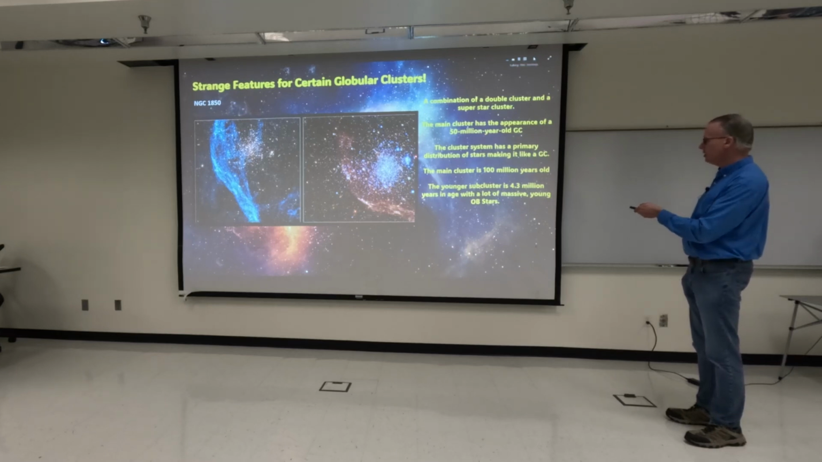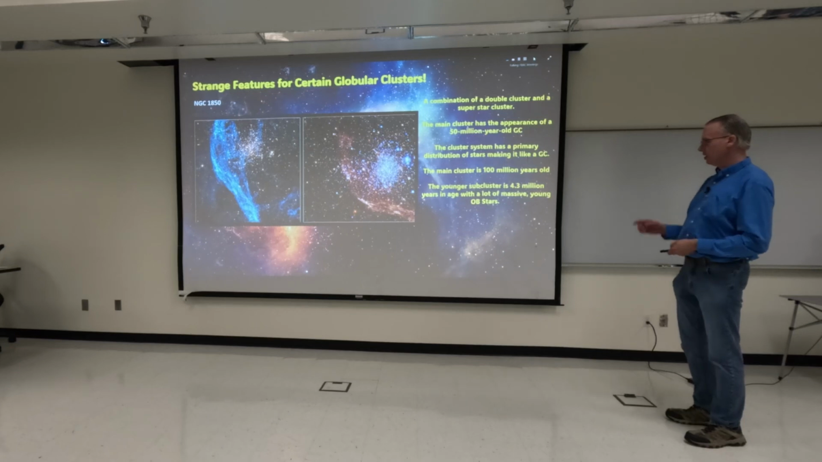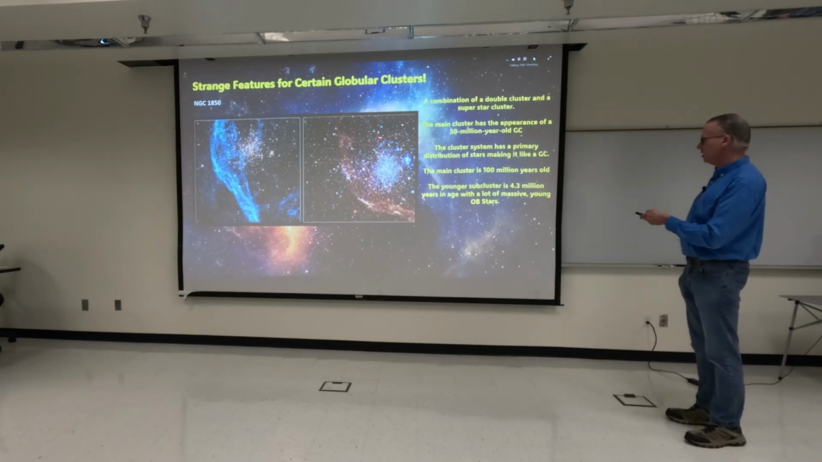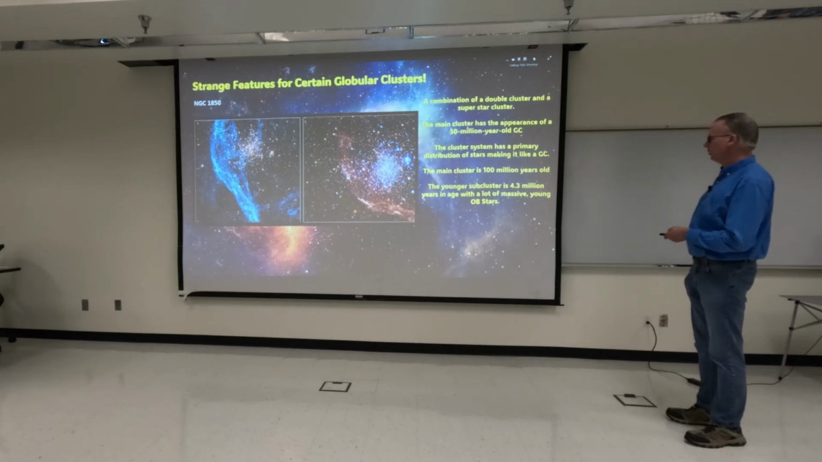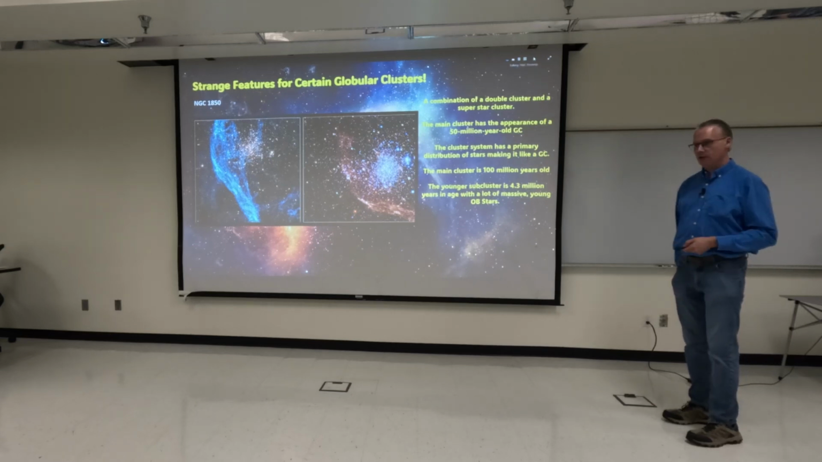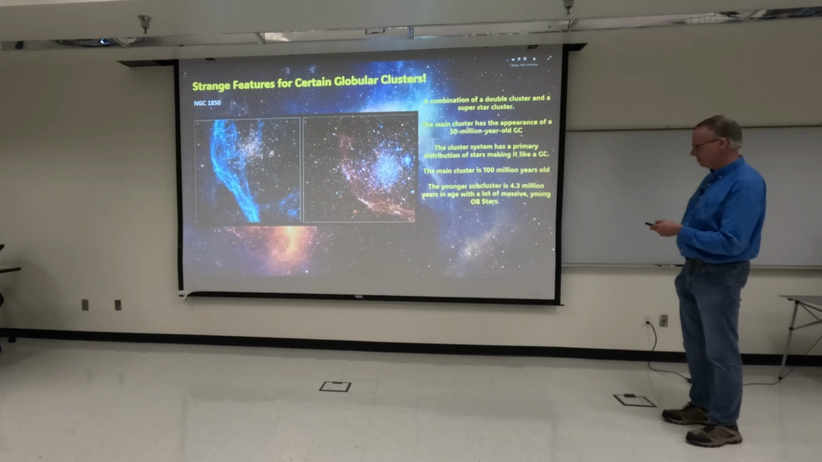That right here is the subcluster. They found a subcluster of stars in the vicinity of this globular cluster. And it's a lot of massive young OB stars. And a lot of these stars rival that of the Pistol star, about 150 solar masses.